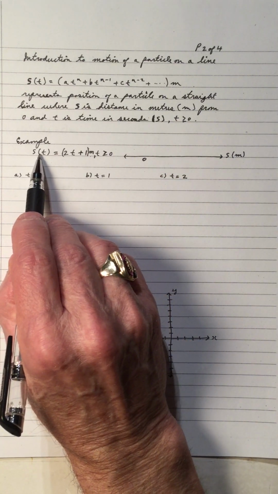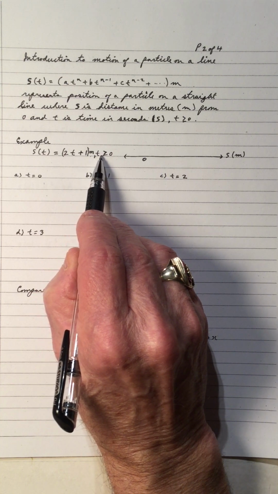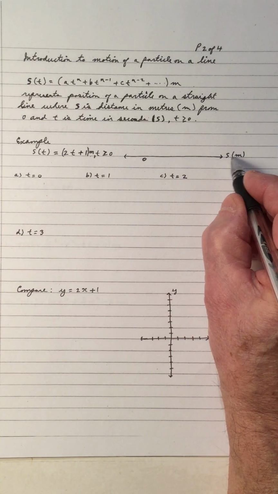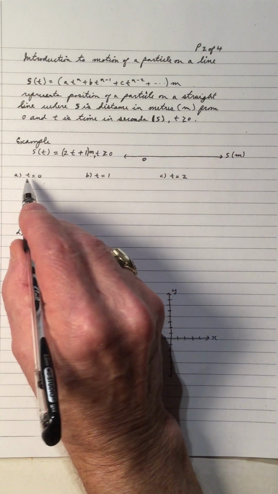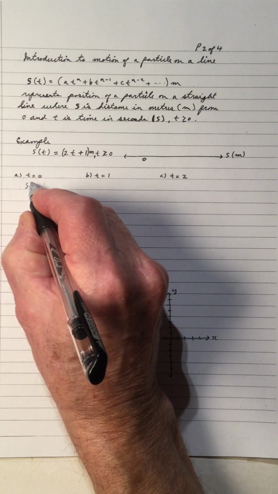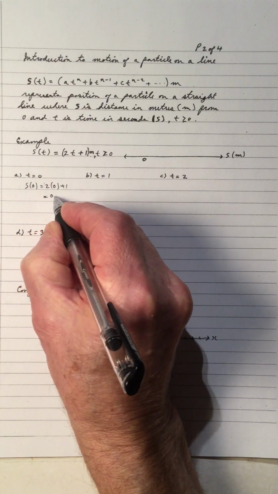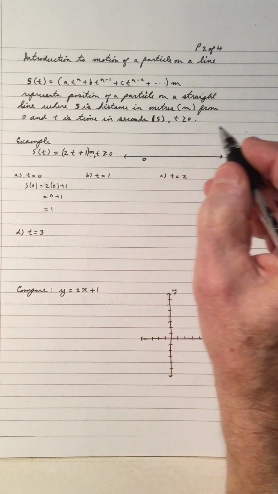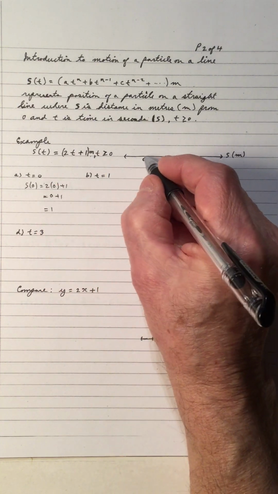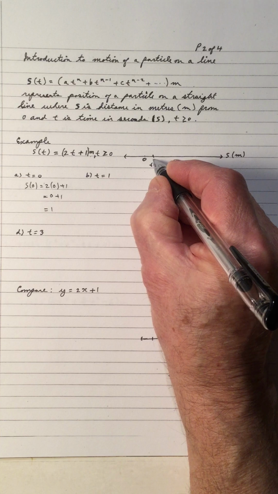Let's do an example where s of t equals 2t plus 1, where s is in meters and time is greater than or equal to 0. So this is the position in meters. Let's look at 0 seconds. s of 0 equals 2 times 0 plus 1. 0 plus 1 is 1. So at 0 seconds, the particle is at 1.